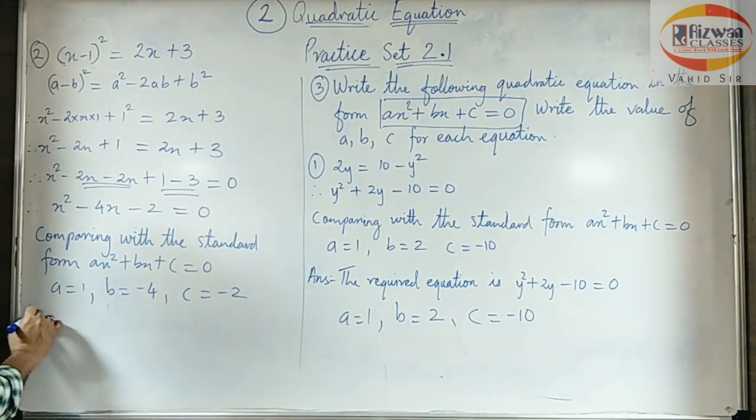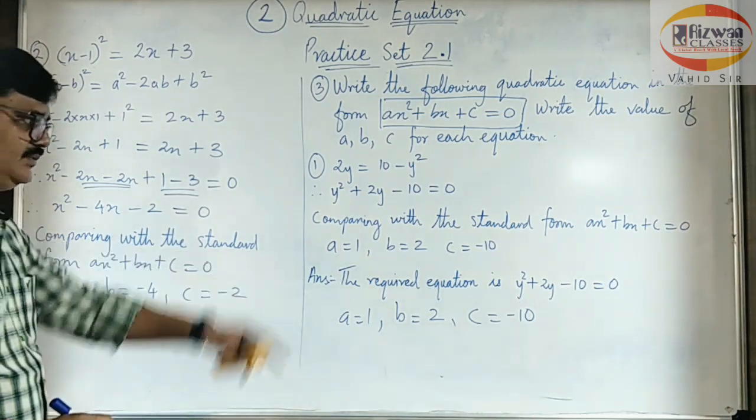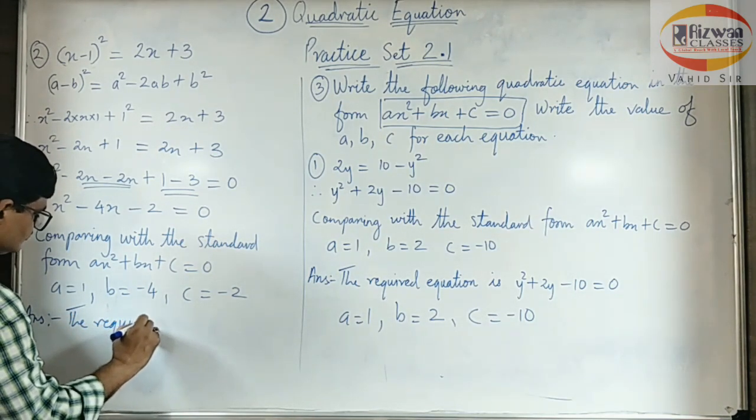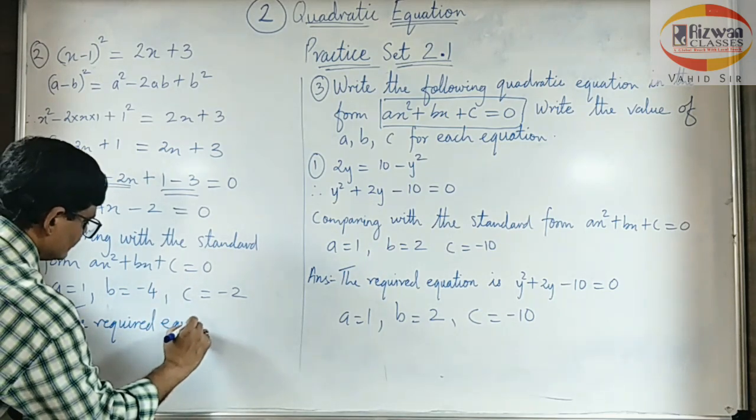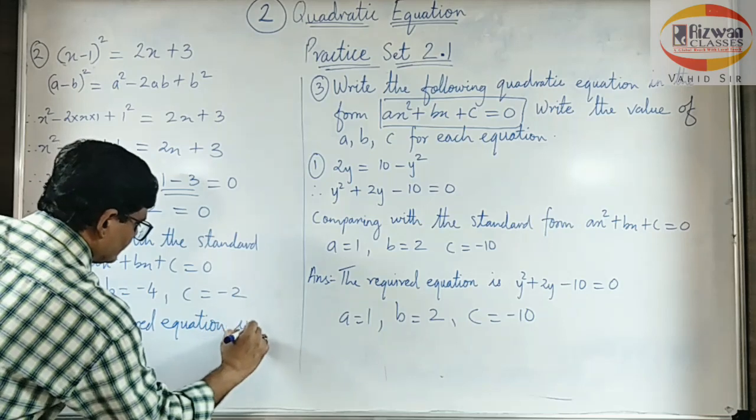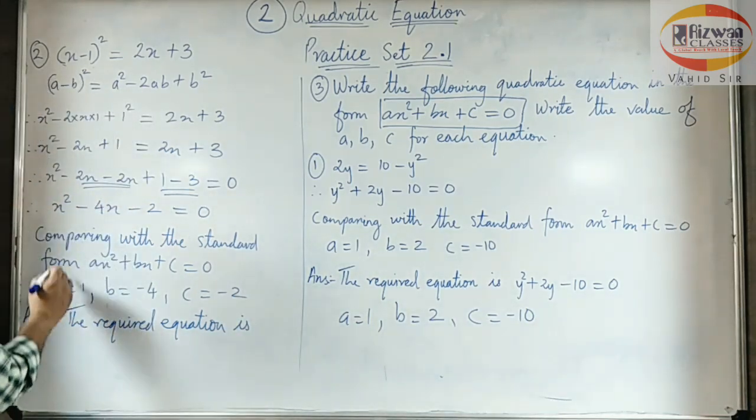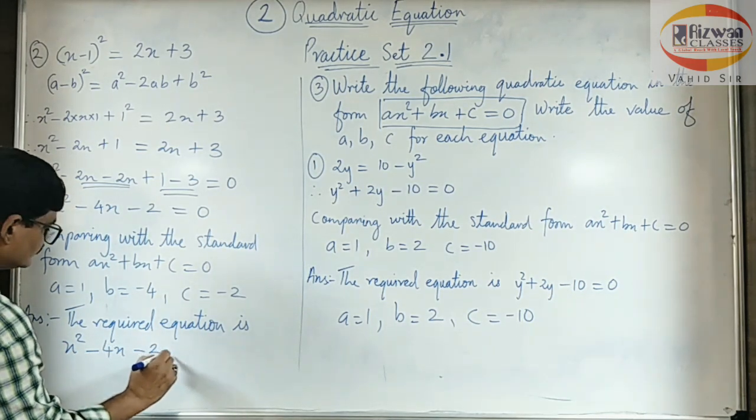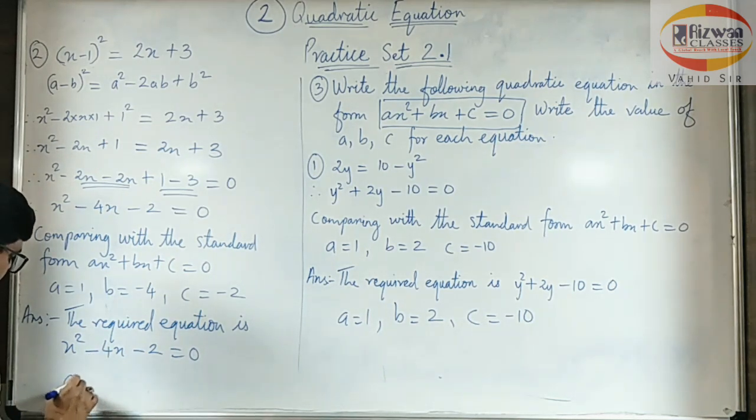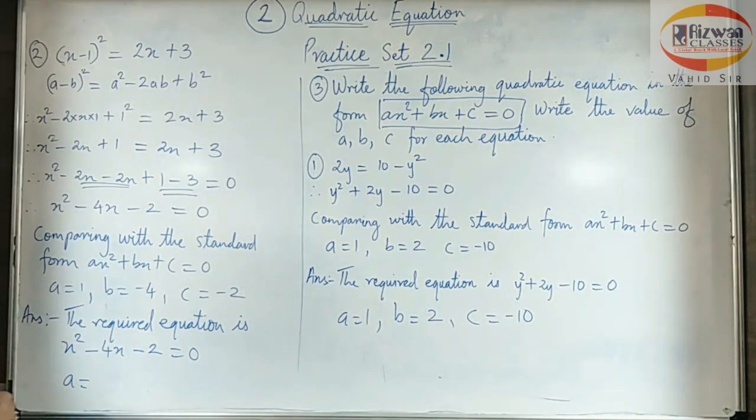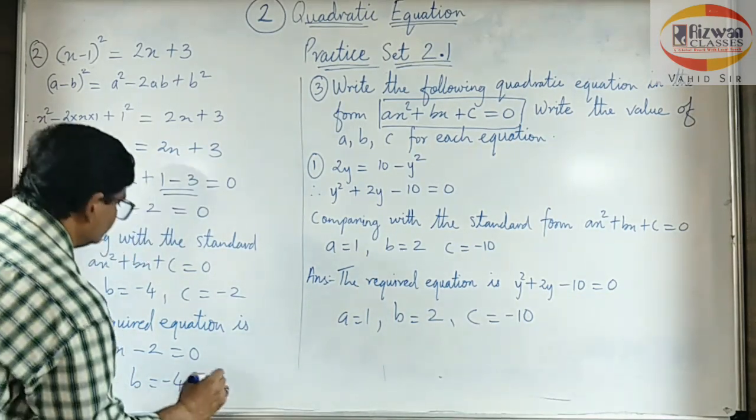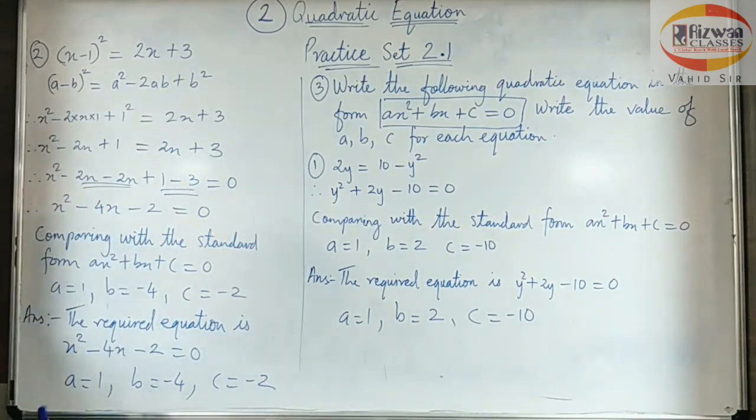And then you have to write again the final answer. What is that over there? The required equation is, what is the equation over here? We got it over here: x square minus 4x minus 2 is equal to 0. And A is equal to, what is that over there? A is equal to 1, comma, B is equal to minus 4, comma, C is equal to minus 2, which you will be getting over here. And that is how we finish with question number 2.